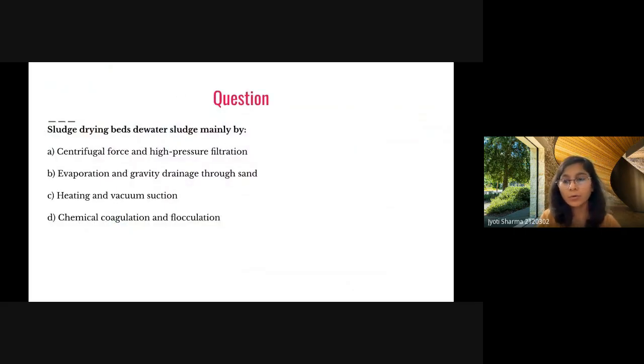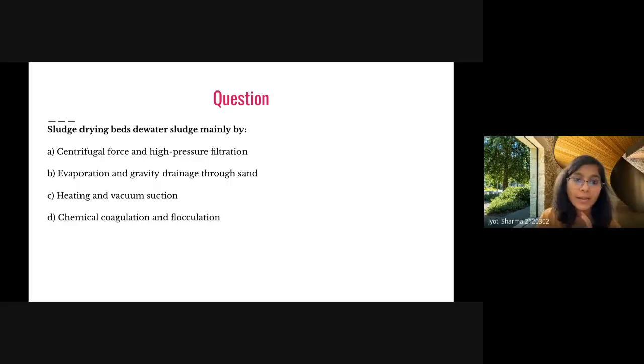Okay, so these were the filtration part. The next will be the drying beds. So drying bed will also dewater sludge. Like we had in the dewatering, we had three methods. The one is by filters, the second is by drying beds, and third is using dryers. So we have completed the part of filters. Now we are talking about the beds, and then we will talk about the dryers.